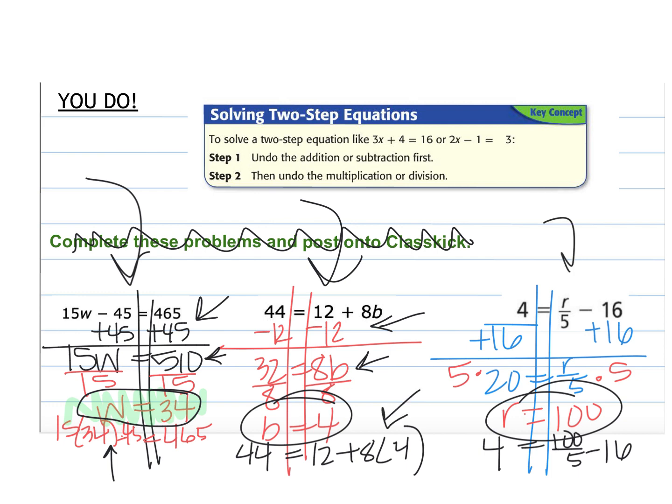And then 4 equals r divided by 5 minus 16. Again, my variable is on the right side. So I add 16 and I get 20. And then r divided by 5 equals 20. And then remember, we multiply both sides by 5 and we get r equals 100. And there's my check.